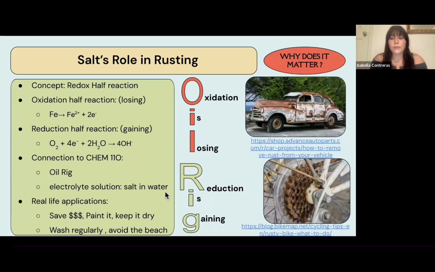A quick recap of what we've learned in Chem 110 with redox and half reactions pertaining to rusting. So we can see that in rusting, iron loses 2 electrons, and oxygen gains 4 electrons, which reduces to 4 hydroxides. And so real life applications from the article provided by Dr. Lair in Chem 110: to prevent rusting, we can keep cars and bikes dry, which could be parked indoors or in the garage. We can wash them regularly and try to avoid the beach.